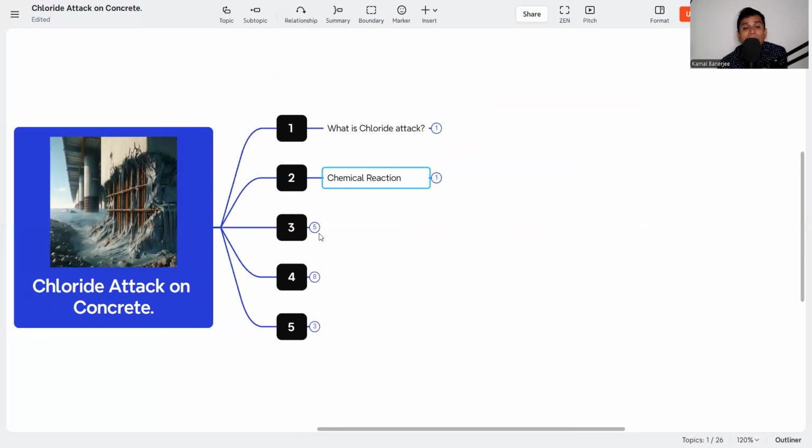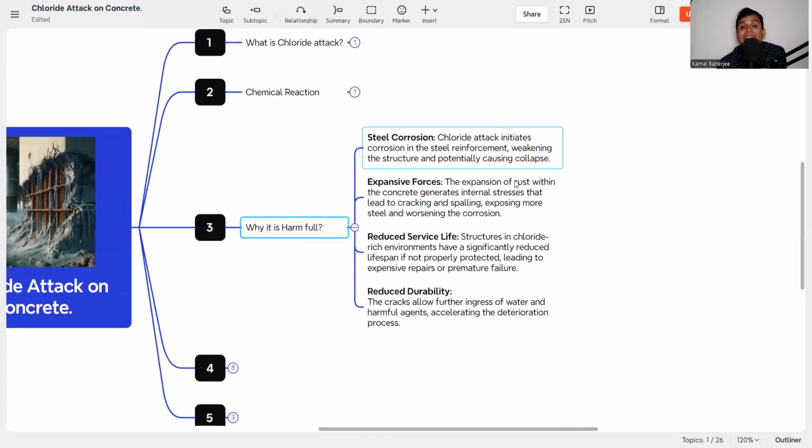Now, what is happening if this chemical reaction is happening? Why is it harmful? Again, steel corrosion. We already discussed that chloride attack initiates corrosion of steel. If corrosion is happening, the steel's property becomes less because of the damage. The mechanical and chemical properties of the steel which we designed will change, and we are not getting that much tensile strength or yield stress. Whatever the design parameters, now they are deteriorating or decreasing. That means we are not getting that much strength, and durability and structural stability are a problem.